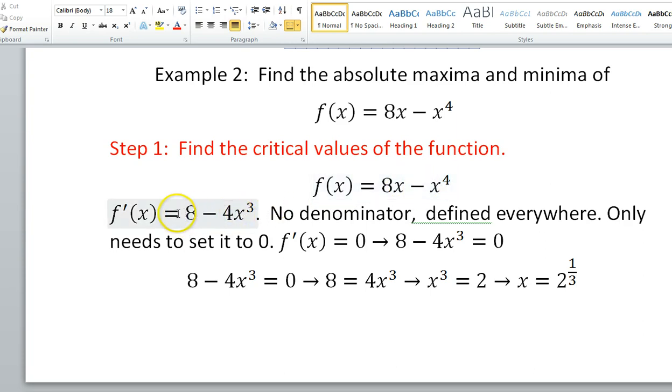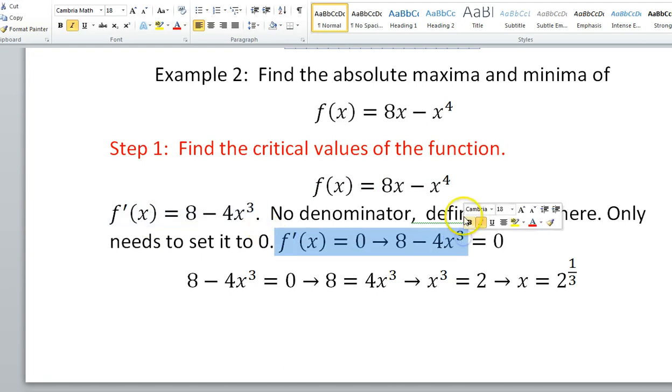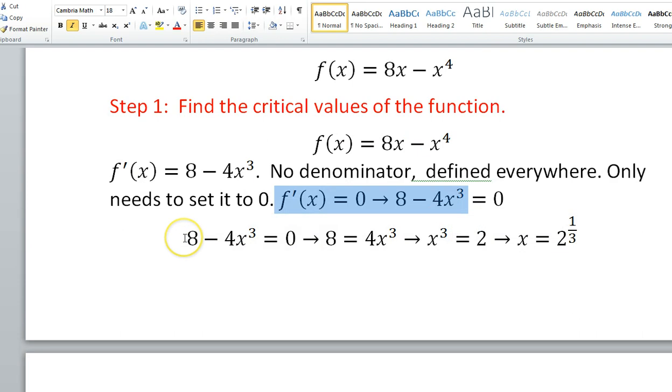Now once again, look at the derivative. The derivative is a nice polynomial which is defined everywhere. No denominator, so you do not have to worry about it being undefined. So how do you find the critical points? You only have to set this derivative equal to 0. So if you set it equal to 0, you get 8 minus 4x cubed equals 0.